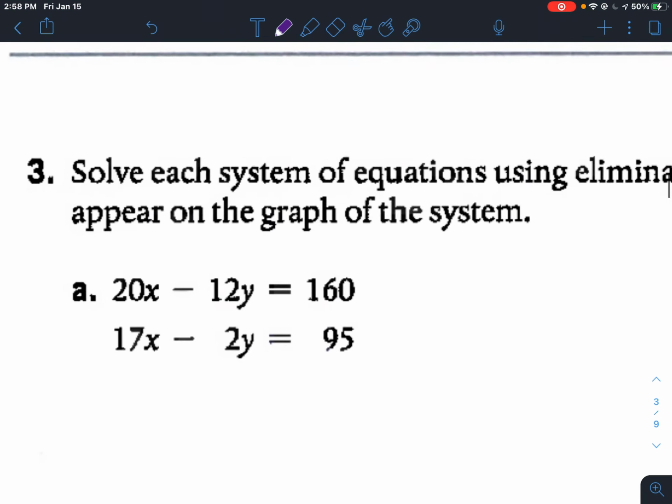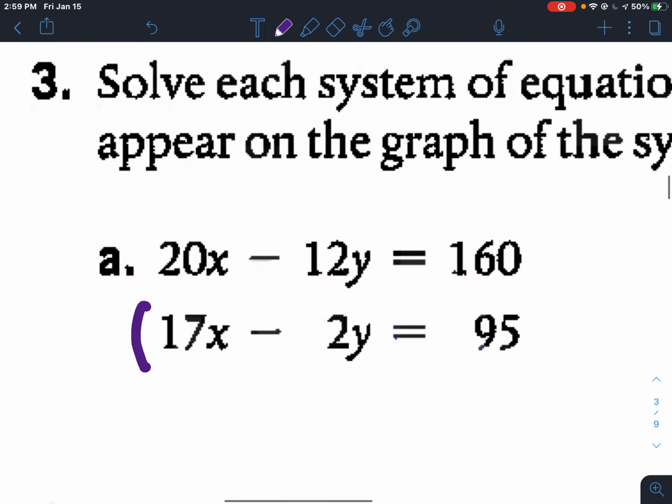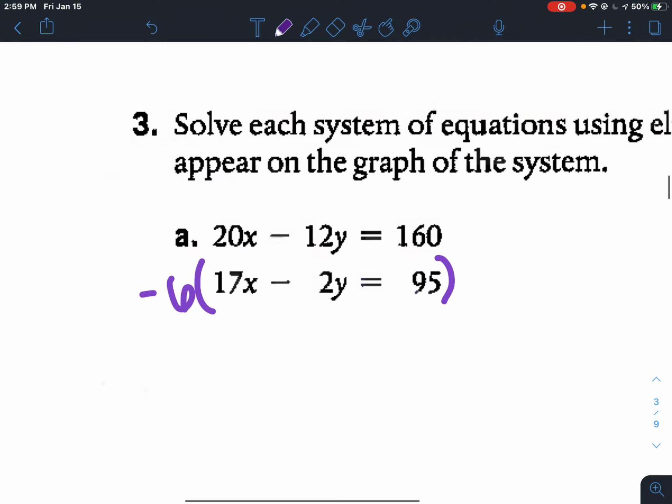Okay, so next one, I notice I don't have any of the same numbers. I don't even have opposite signs. So let's pick the smallest number and see if we can change it into a bigger number. So 20 and 17, I'm not going to deal with those. 12 and 2, yeah, I can make a 2 into a 12 pretty easily. I don't have opposite signs, so I'm going to need to multiply by -6, because -6 times -2 will give me a positive 12, and that's what I need in order to do elimination.